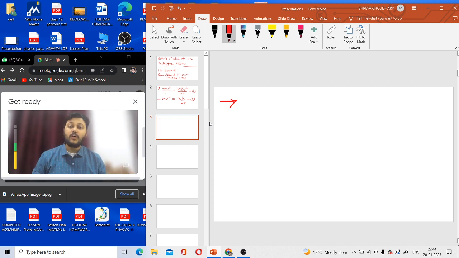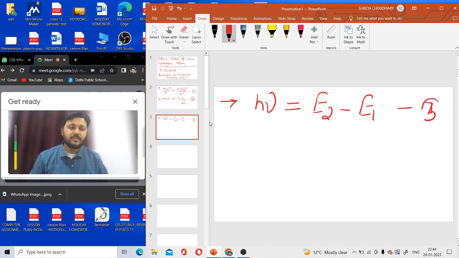However, whenever an electron jumps from an outer energy level to an inner energy level, it releases an energy which is again equal to h nu. I am repeating that whenever an electron jumps from a lower energy level to a higher energy level, it will absorb an energy equal to h nu, and whenever it jumps from a higher to a lower energy level, it will release an energy equal to h nu. Hence, the equation is h nu equals E2 minus E1. That is equation number 3.